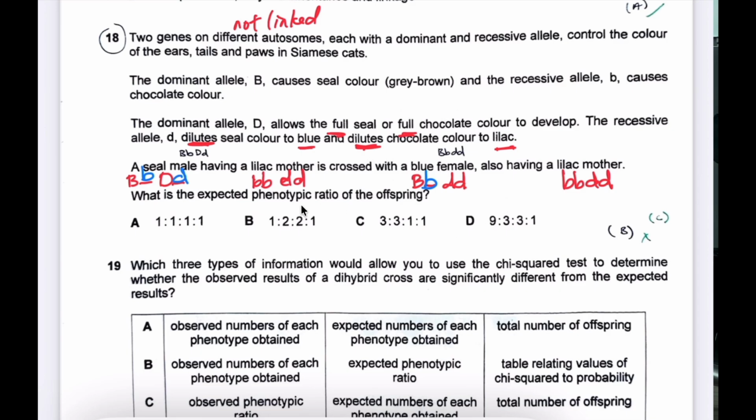Okay. So what is the expected phenotypic ratio between these two? Now I'm crossing this one and this one. Okay, so I will take B, D cross with B, B, D, D. When I work, I just draw out the whole thing. Yeah, draw out the Punnett square. What are the possibilities, and then do all the combinations. Okay.